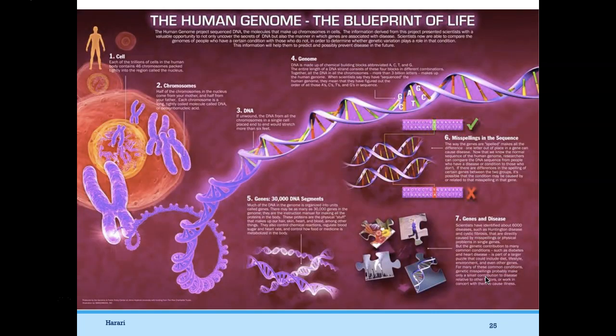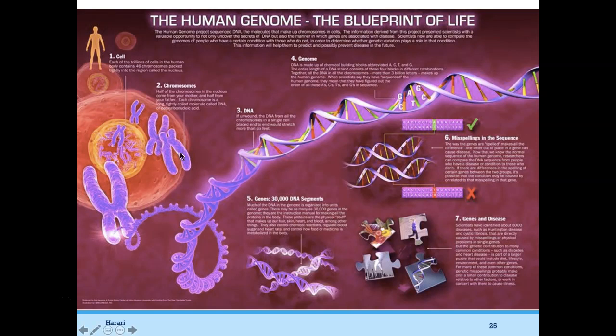So the Human Genome Project was able to sequence all of the DNA in our genome. The information was really, really important because we could discover a lot of secrets of DNA and also understand which genes are associated with disease.